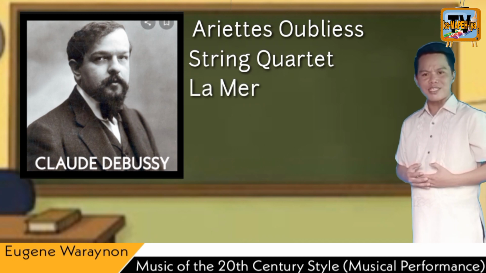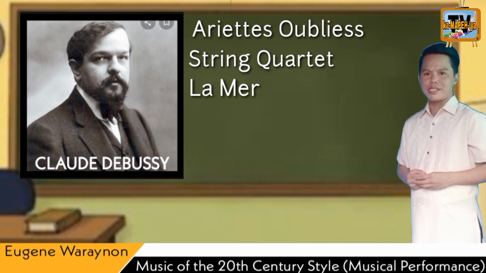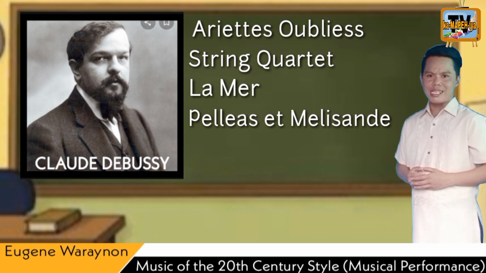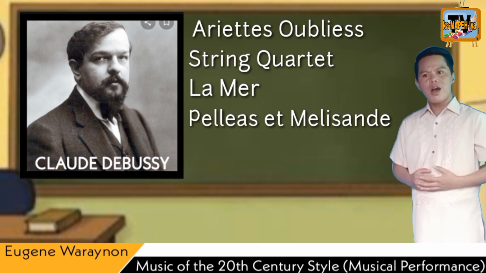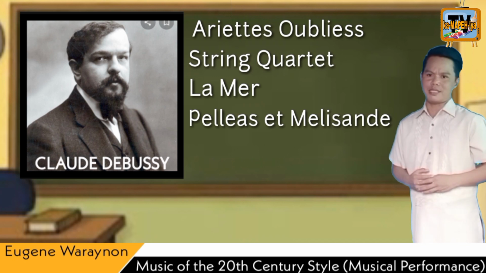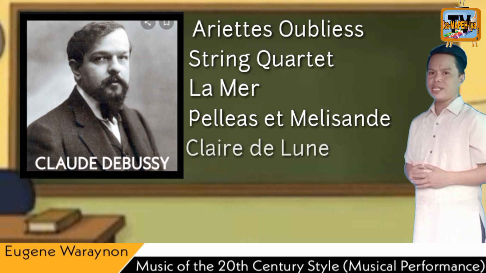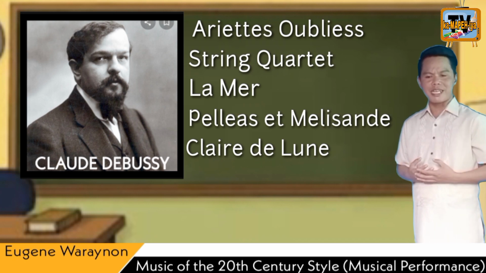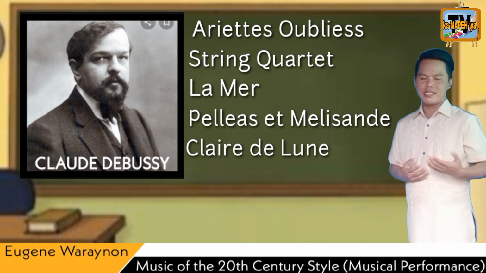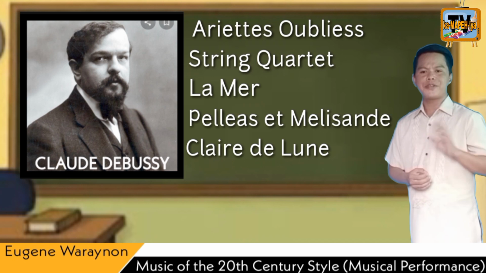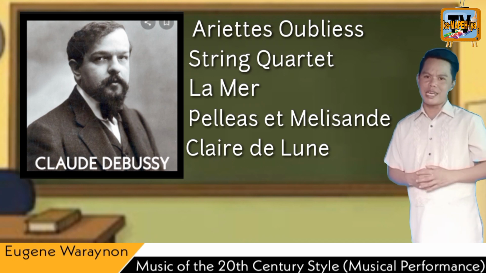La Mer is an orchestral composition. He premiered it in October 1905. Next is Pelléas et Mélisande. It is an opera of 5 acts with music composed by Claude Debussy. And Clair de Lune. Clair de Lune is the 3rd movement in Suite Bergamasque, wherein Suite Bergamasque is a 4-movement composition for piano also composed by Claude Debussy.